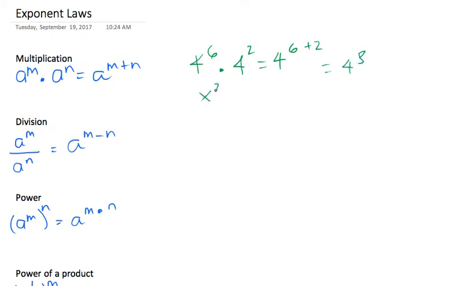x to the power of 2 times x to the power of negative 5. So that will be x to the power 2 plus negative 5, which is x to the power 2 minus 5, or x to the power of negative 3. We'll talk about negative exponents a little bit later.